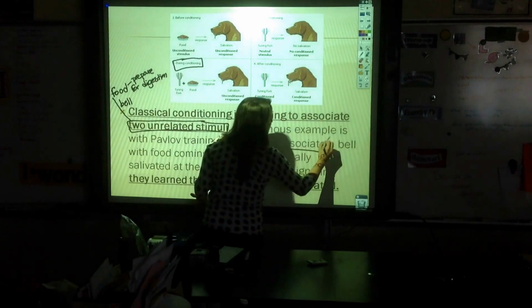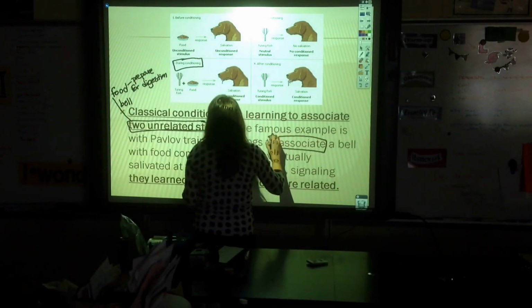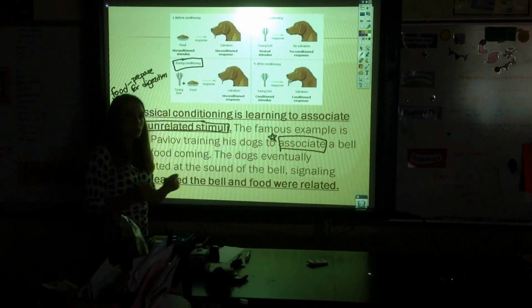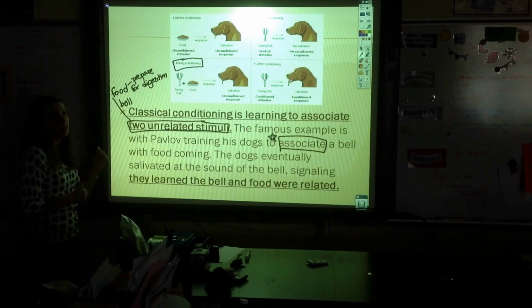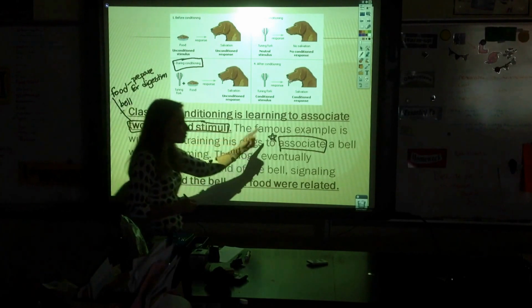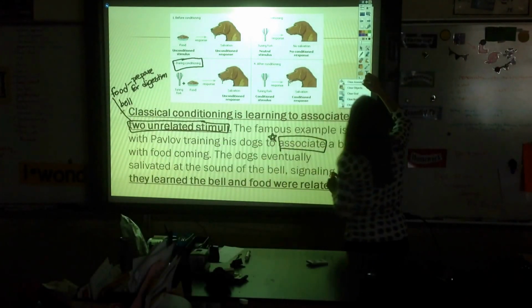And so we want to put a star by this word. Classical conditioning is also known as associative learning. The dog eventually salivated at the sound of the bell, signaling they had learned the bell and food were related. So we call it associative learning.